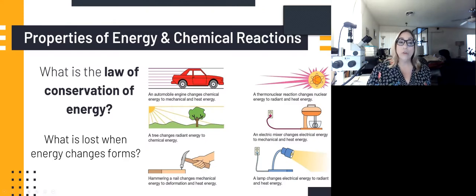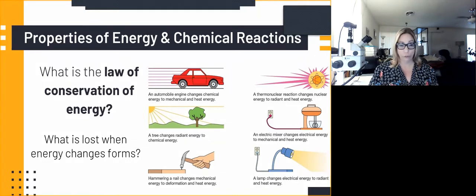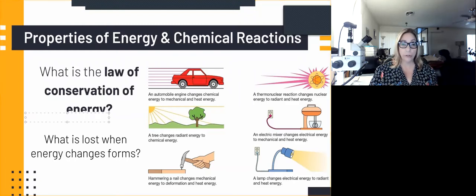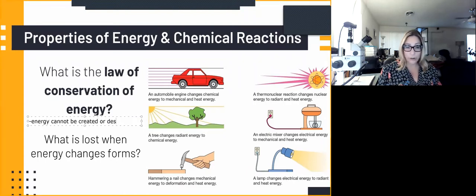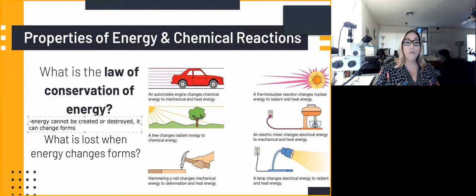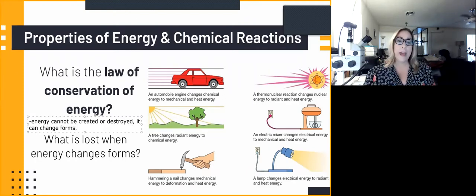Now, this ties into the law of conservation of energy. So you may remember hearing this before, but energy is neither created or destroyed. It only changes forms. So I'm going to write that down here for you. So energy cannot be created or destroyed. It can change forms. And what I mean by that is shown here in this image.